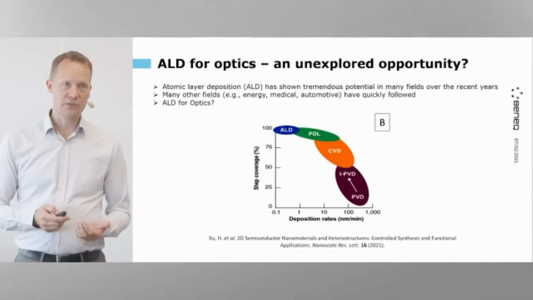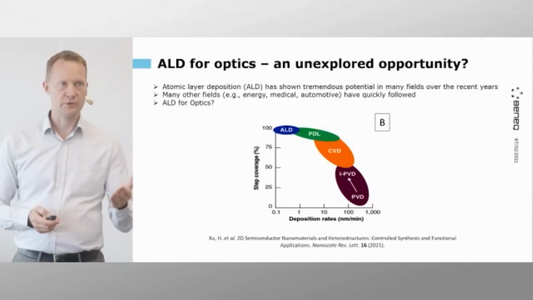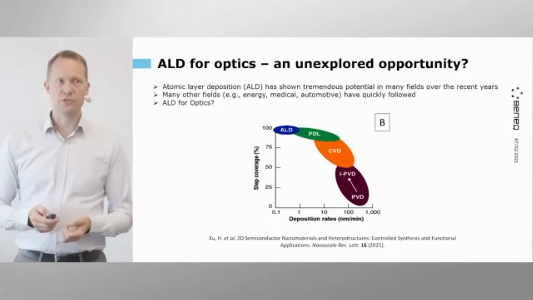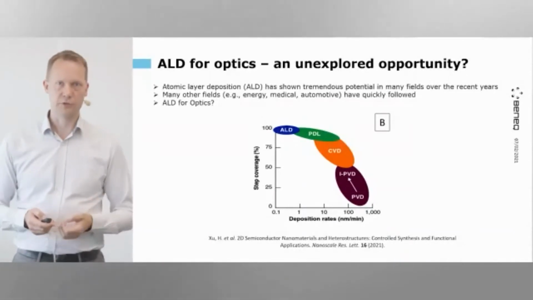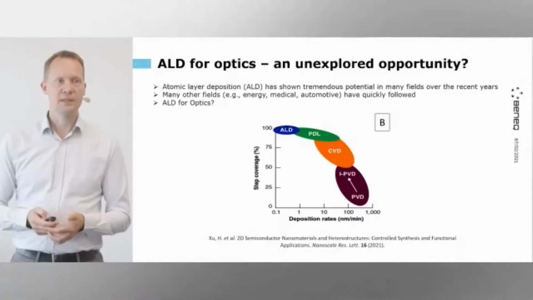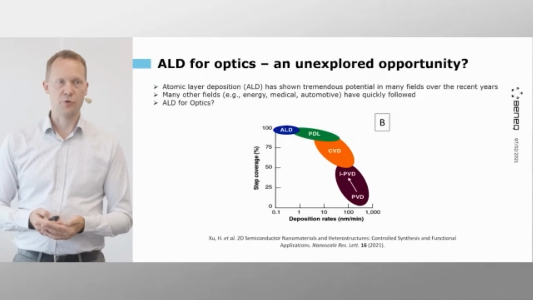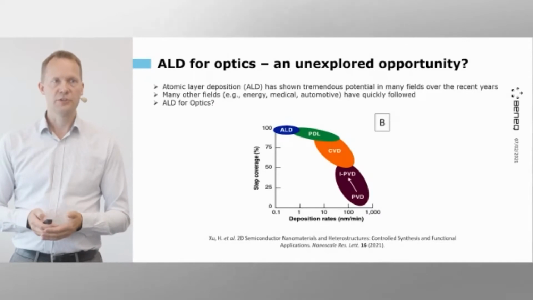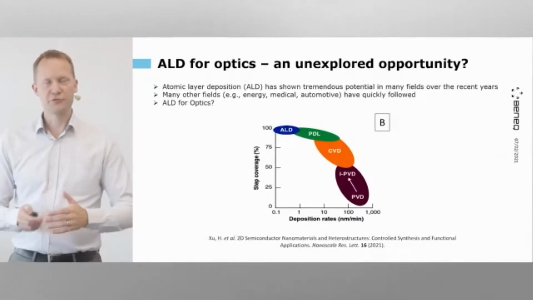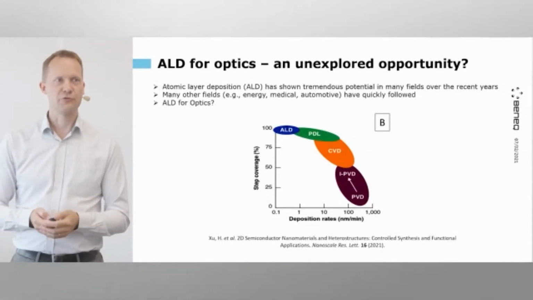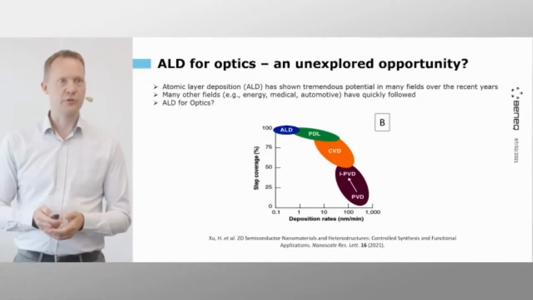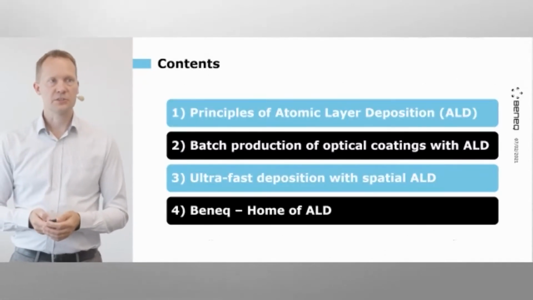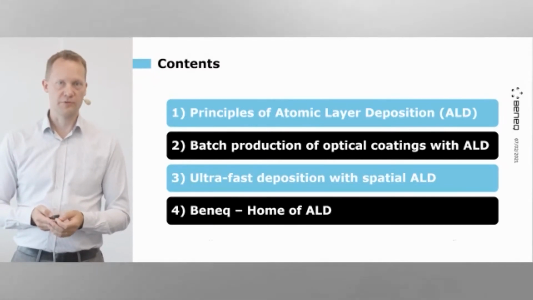It has clear advantages, which are also shown on this slide, meaning that the step coverage is great, so it can make very uniform films on complex substrates. But the drawback is here too. It's very slow compared to competing methods. So that's really the question: does ALD have enough benefits to counter those drawbacks? And that's what we are going to be talking more about today. But starting first with the principles of ALD.